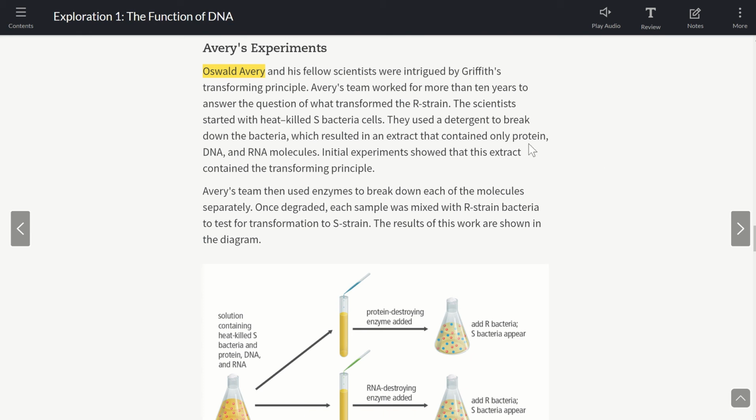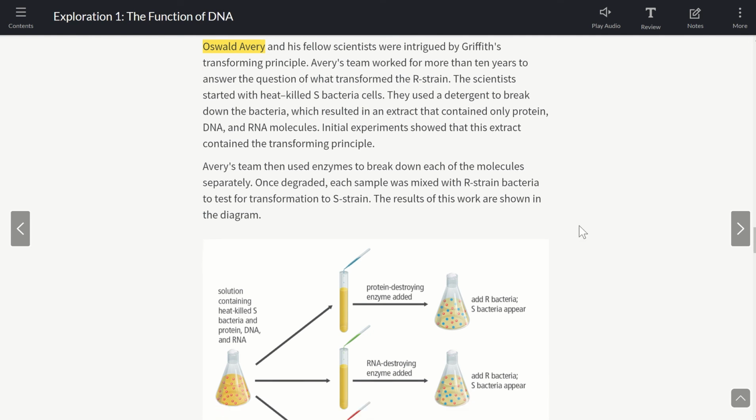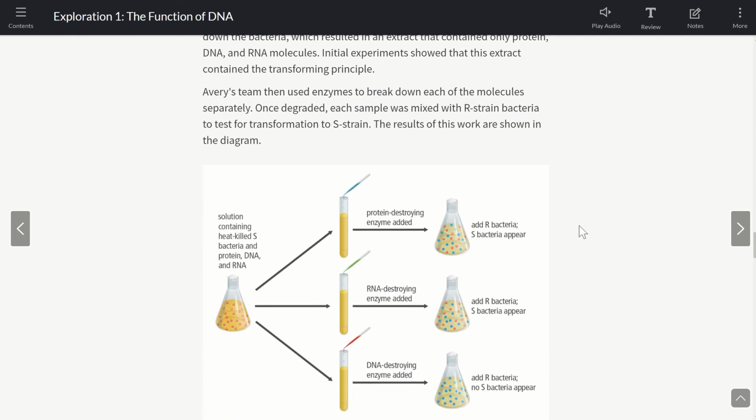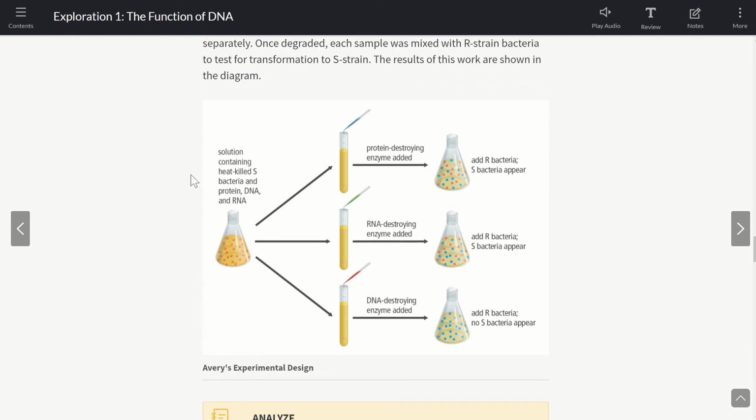And now a lot of people actually thought protein was the genetic material because it's by far the most complicated molecule. But Avery wanted to make sure. And so here's what he did. He took the solution that had been injected into that last mouse and killed it, and he treated it with 3 different types of enzymes. Each enzyme was designed to destroy a certain portion of that mixture. So first one was a protein destroying enzyme.